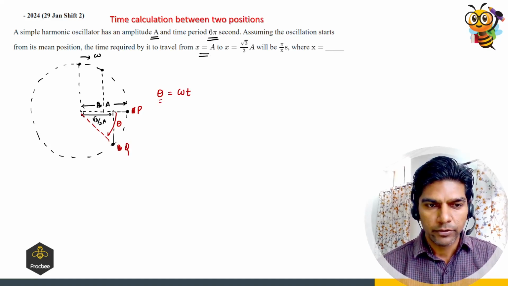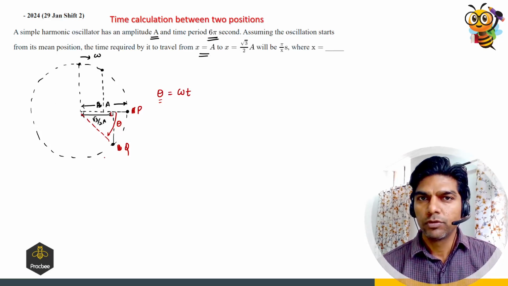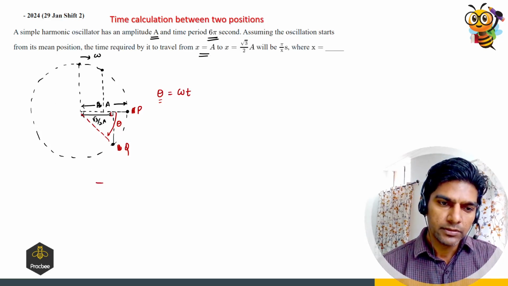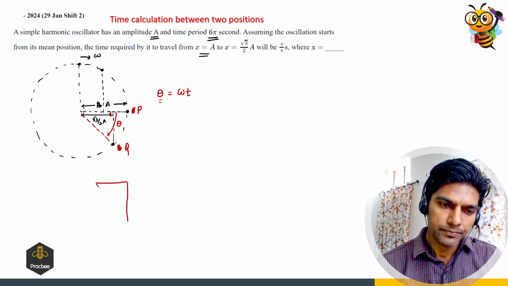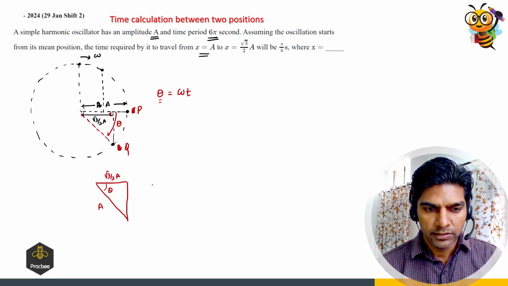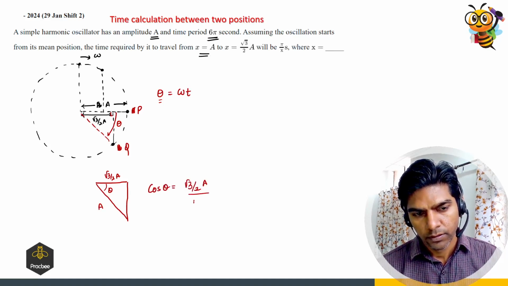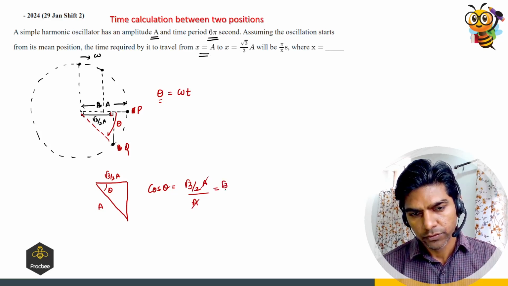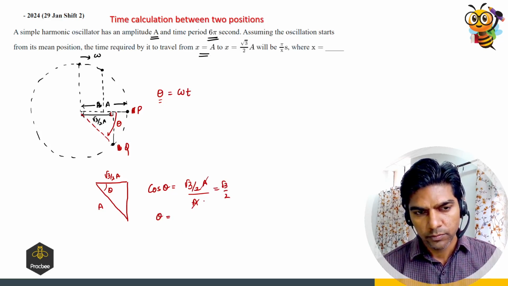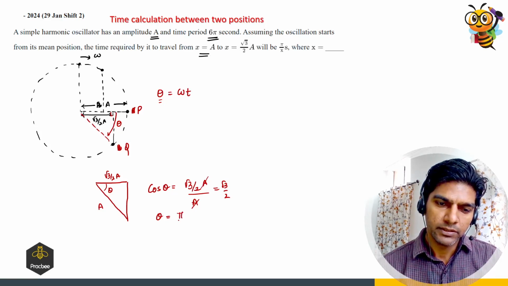That theta we can find by trigonometry. Can you see this right angle triangle? And the radius of this circular path will be nothing but the amplitude. So in this right angle triangle, we can find the theta. This is the theta, and this is root 3 by 2 a and the radius is a. So we can say cos theta will be base upon hypotenuse, and this will give us root 3 by 2. So it means theta is an acute angle. So theta is 30 degrees or pi by 6.